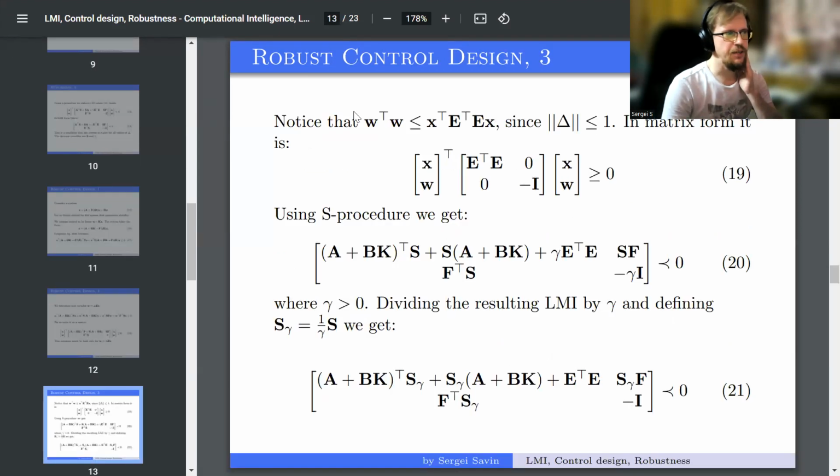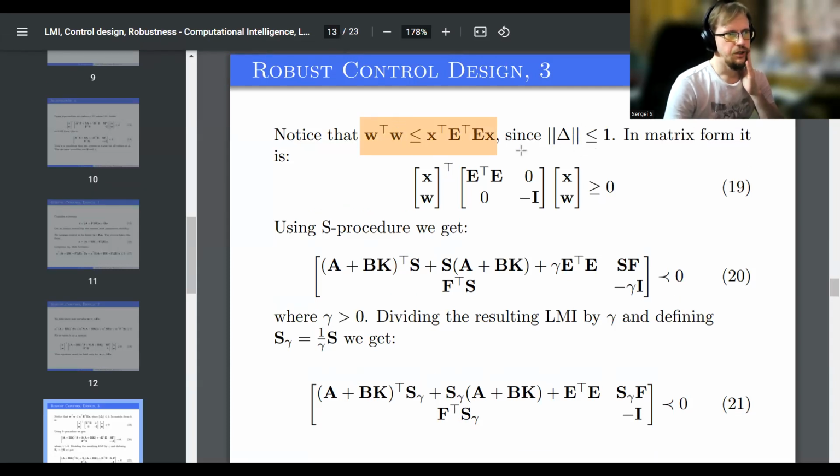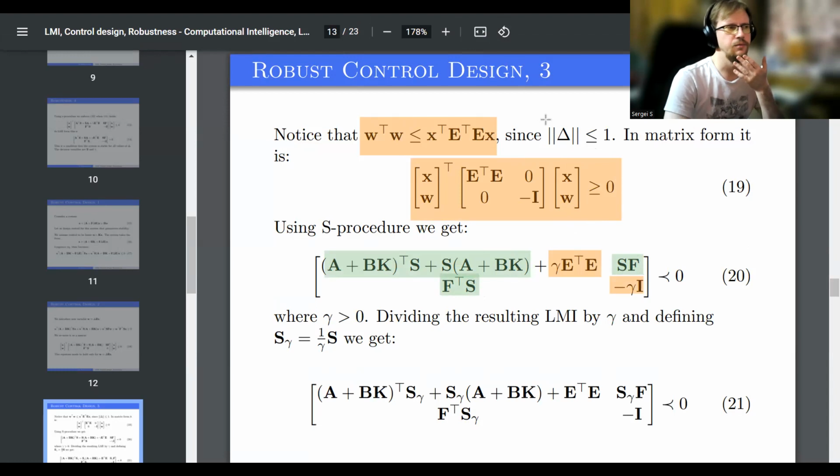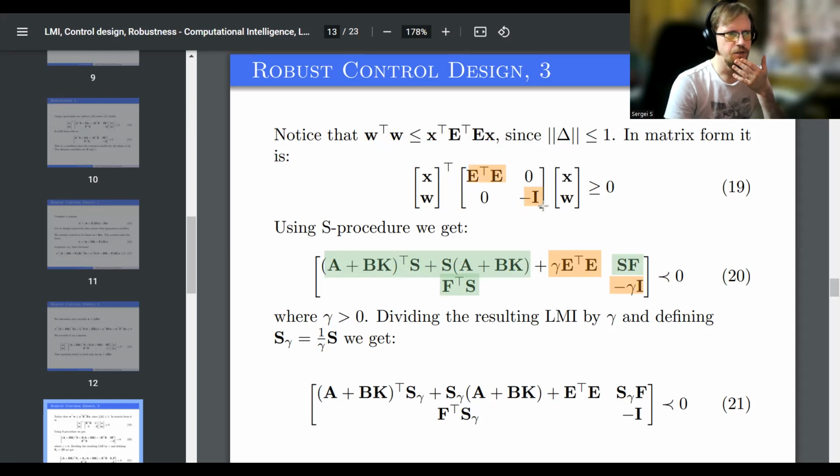From this follows exactly the same chain of reasoning. So we want this to be positive. And using the S procedure, we add to the original matrix this new matrix. The original matrix is this guy, this guy, and this guy. The new matrix that we added is this guy, this guy and this guy. So this is what we added. And you can kind of recognize where it comes from, here and here. And gamma is from the S procedure.